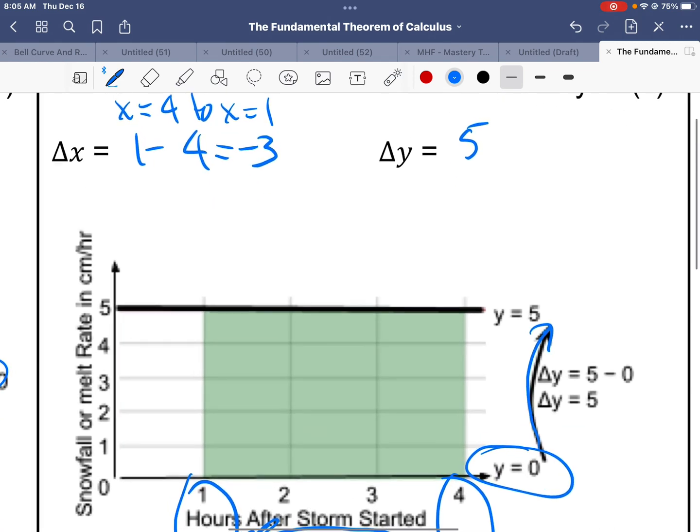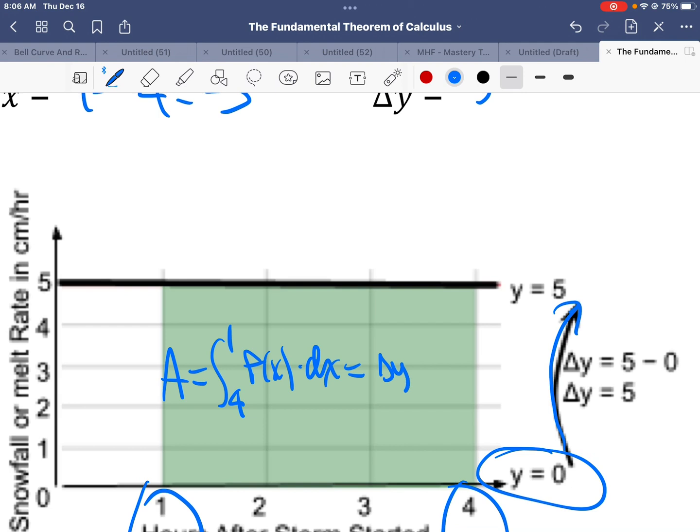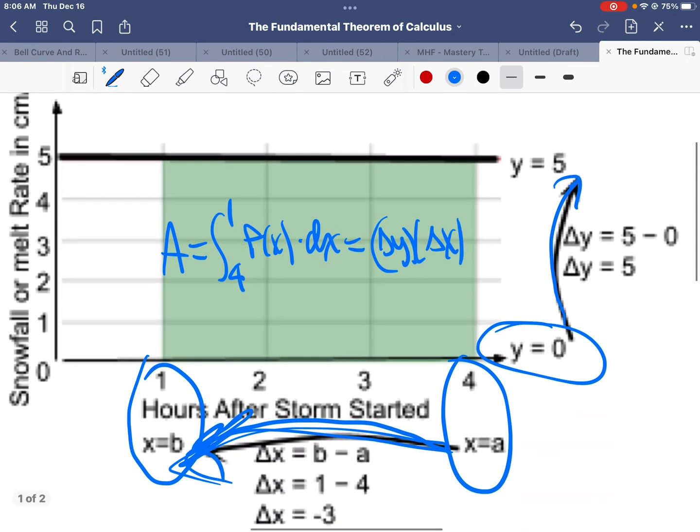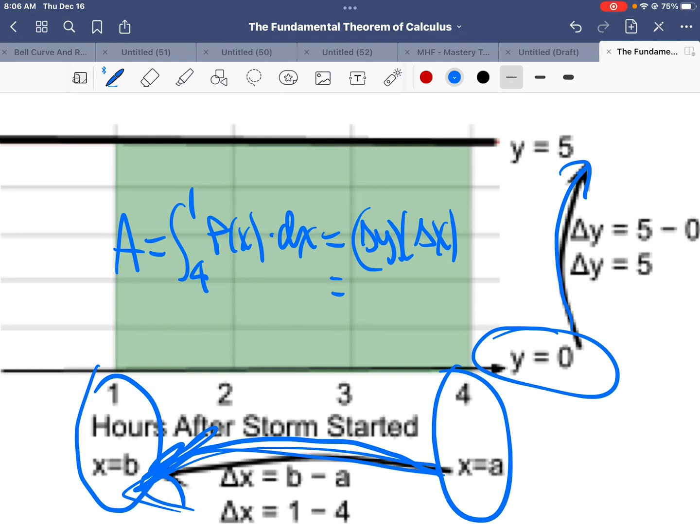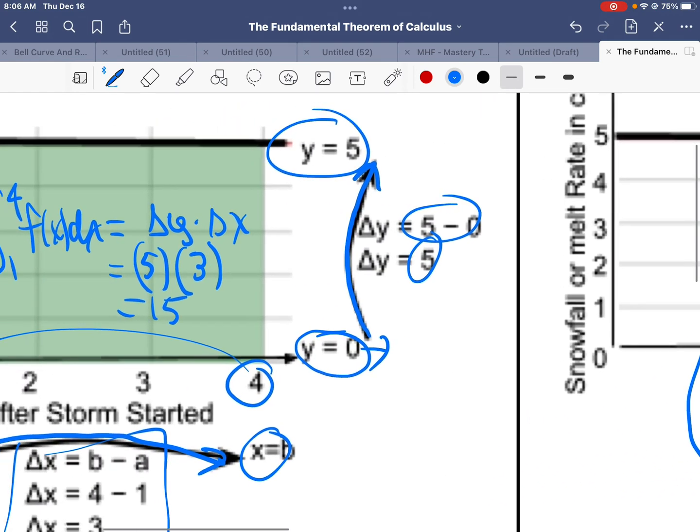Now when we do the area, the area in this case is the integral from 4 to 1 of f of x dx, which equals, again, delta y, delta x. That equals, delta y is still 5, but delta x is now negative 3 because I went to the left. Again, just left, right, up, down; you just get your signs that way. This is just the math. So now the area is negative 15. The integral is negative 15, whereas in our first example it was positive 15.